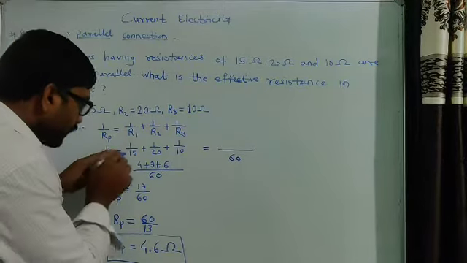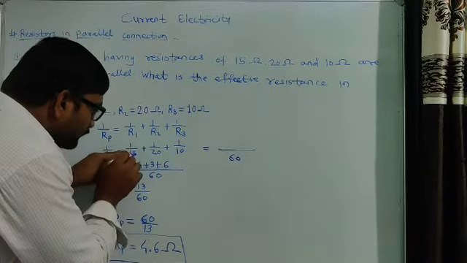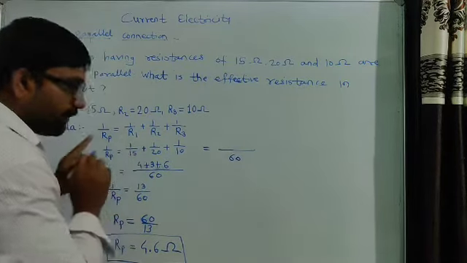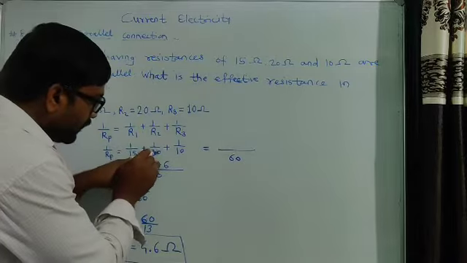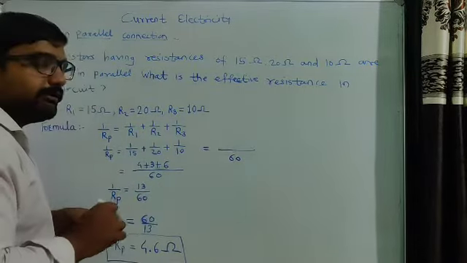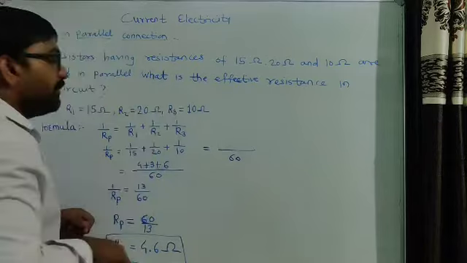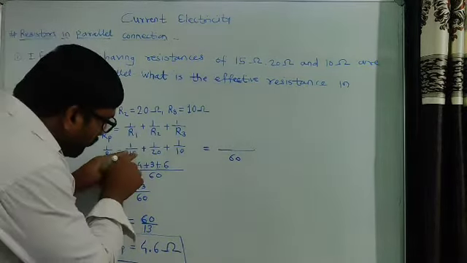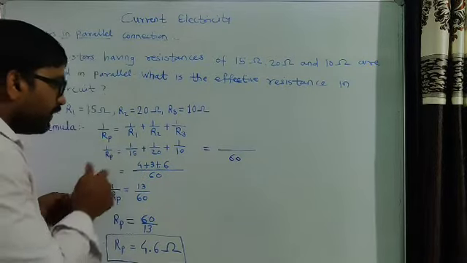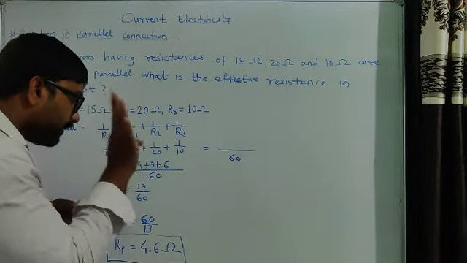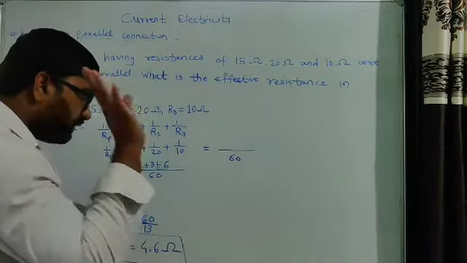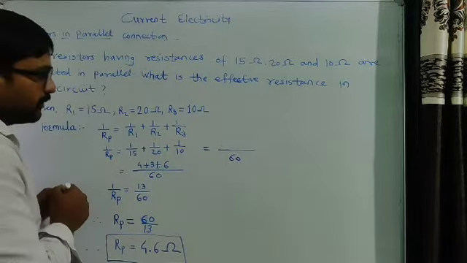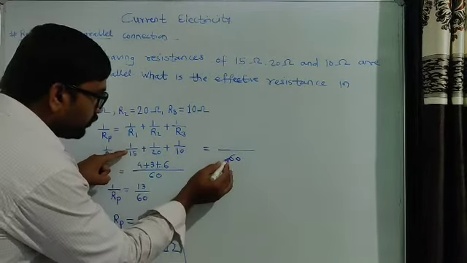Look, to make this 60, what do we have to do? We have to multiply 15 by 4, then it becomes 60. 20 multiplied by 3 becomes 60, and 10 multiplied by 6 becomes 60. So to make the denominator 60, we multiply 15 by 4, 20 by 3 and 10 by 6. By the same number we have to multiply the numerator.